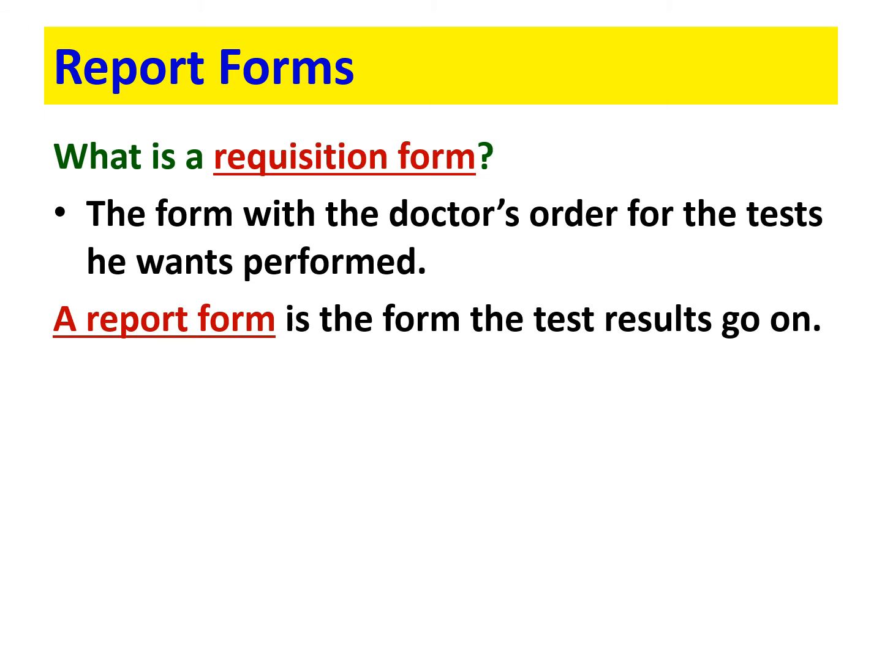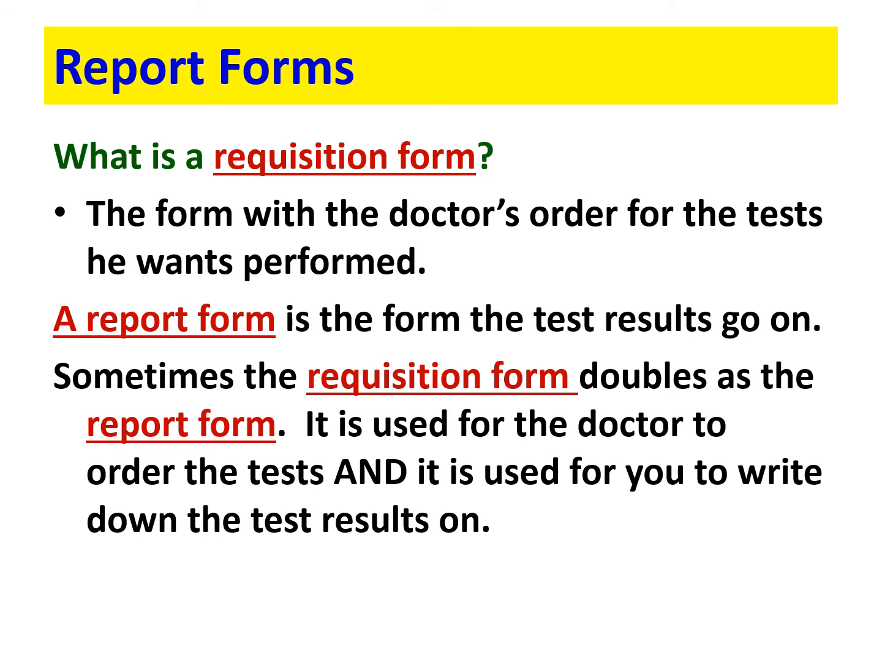The report form is the form the test results go on. So if we do an electrolyte profile and a urinalysis, a CBC, a report form will be printed out with the patient's demographic information at the top, so we have the correct patient. Then all the tests that were ordered will report out on there with the results on that particular patient, plus the reference ranges, so that you can compare your patient's results to the reference ranges to make sure your patient fell within normal range.